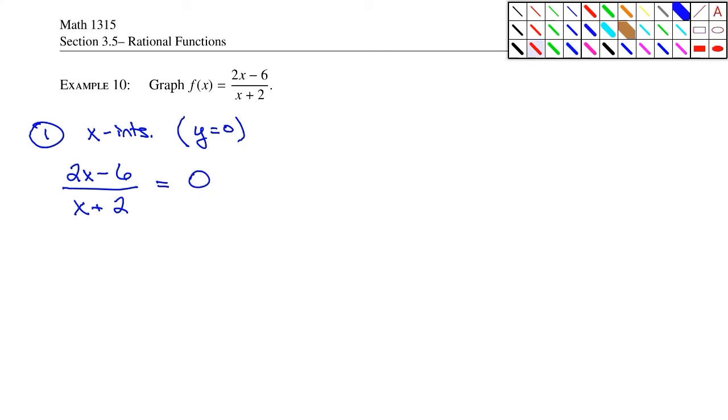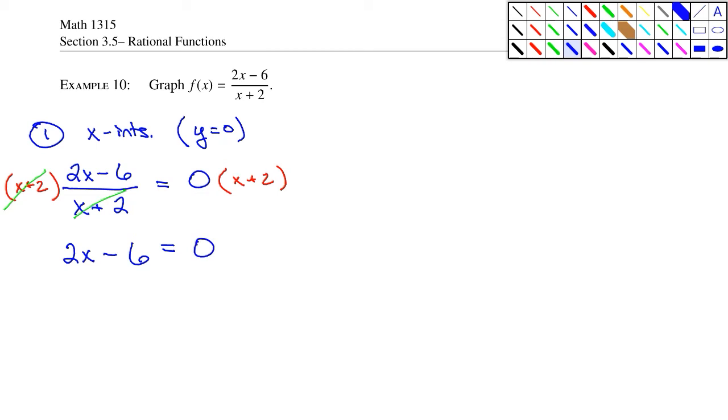Then I'm going to multiply both sides by this denominator to cancel it off. This is the same as cross multiplying. So this cancels over here, and the left side gives me 2x minus 6. The right side is 0 times x plus 2, so that's still just 0. So here's a little shortcut that you can take in the future.